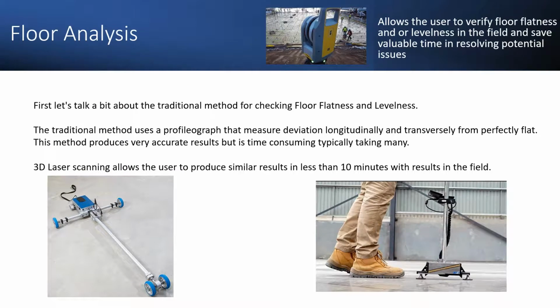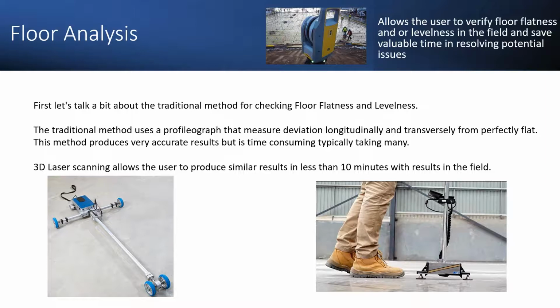Floor analysis. This has become a really big area. Being able to get in and check out the finished floor and the floor levelness before you actually get on the concrete. So the traditional method, let's talk about that just briefly here, for measuring your FF and FL numbers, you're using your profilograph and you're looking for standard deviation, both horizontally, vertically, or longitudinally and transversely across a given area to make sure that it's meeting whatever FF and FL specs that you have.